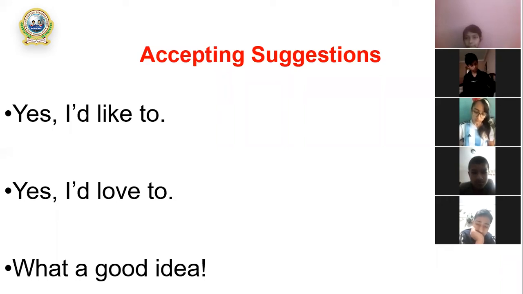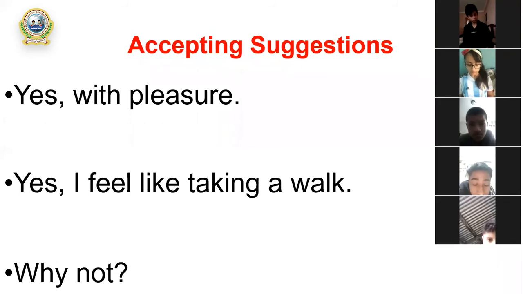Look, if somebody suggests, why don't you start joining online class? At that time, if someone accepts, then they say, yes, I'd like to. That means I want to join. I'd love to. This is how we make it. So these are other forms. Why not? Look at the last one, right? Why not? That means agree.